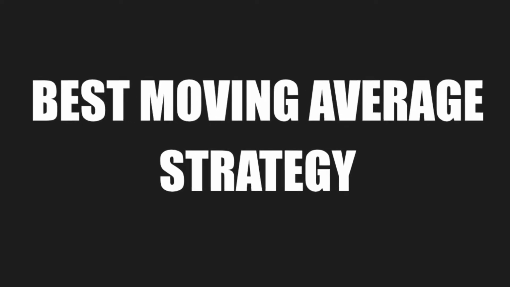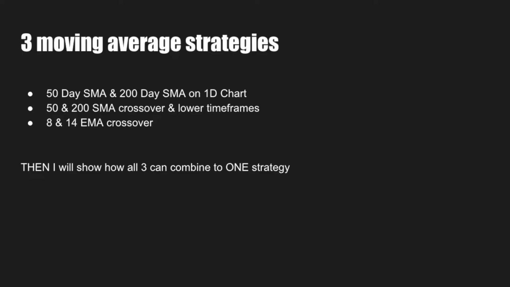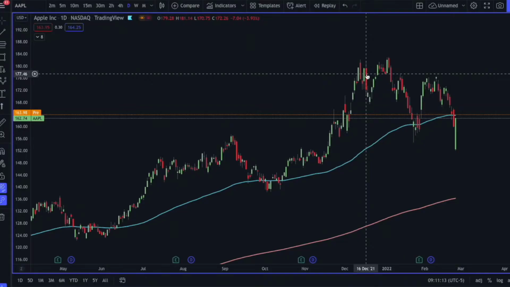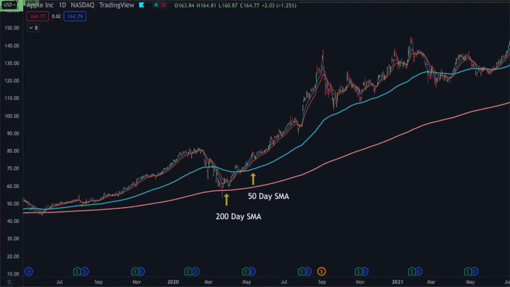The best moving average strategy to use. Basically, the one that I use is 3 different strategies combined into one. So the first one is a 50 and 200-day simple moving average. What a simple moving average does is it takes the average of closing prices on that time frame. And the 50 and 200 are widely used by institutions, traders.